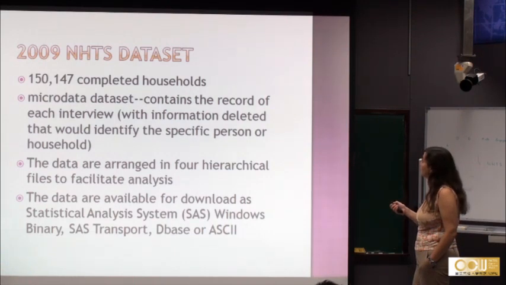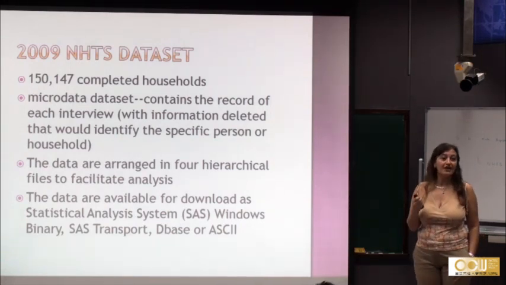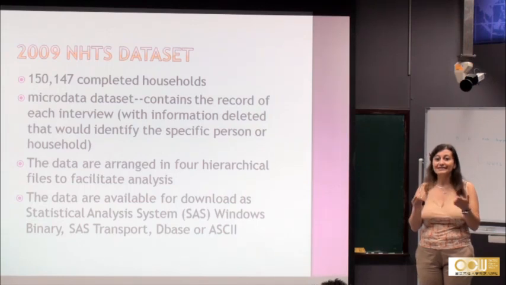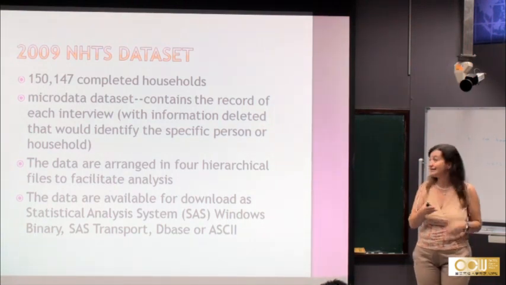So what do we have in the 2009 NHTS? We have over 150,000 completed households. We have a micro data set. It means that we have records of each interview, but you cannot identify the specific person or household. So we have a very important problem about privacy. You get the data about everything, but they don't want you to identify who that person is, right? You don't want to be able to trace exactly the person.